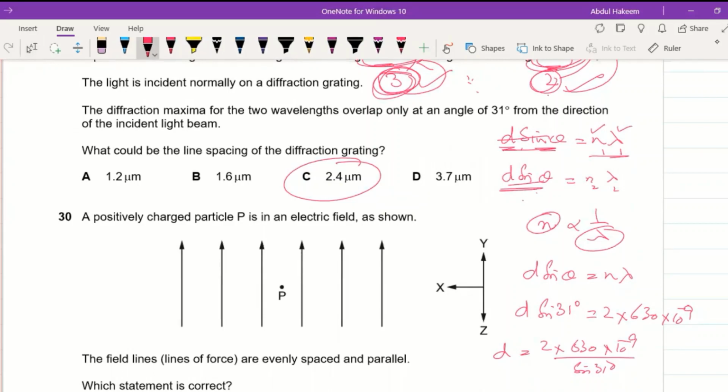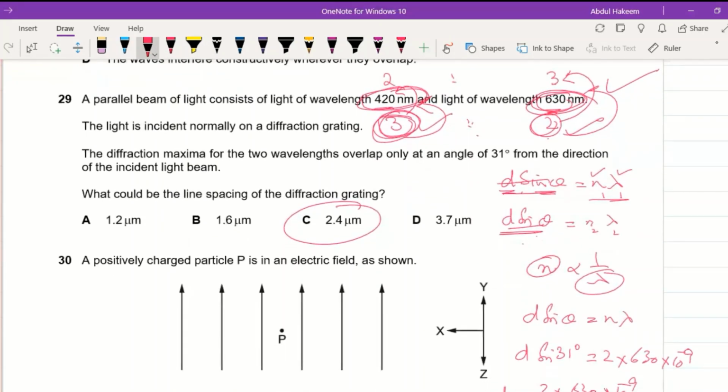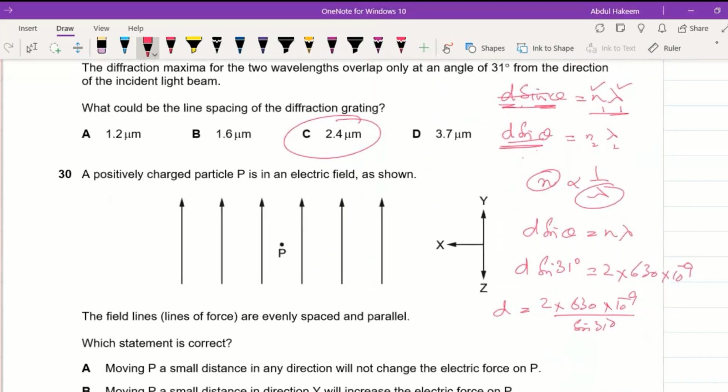So d sine theta is n lambda, d sine 31. So if we use the second order, second pair, so its wavelength is 630 and its number is 2. After calculation, you will calculate this one.